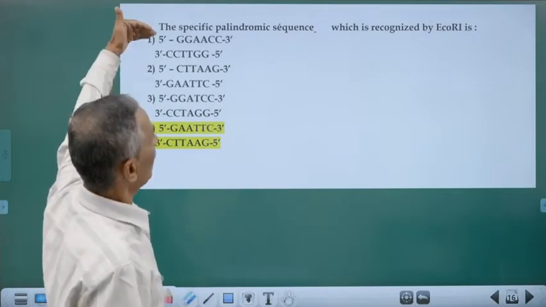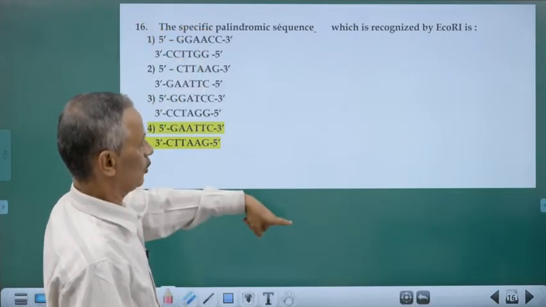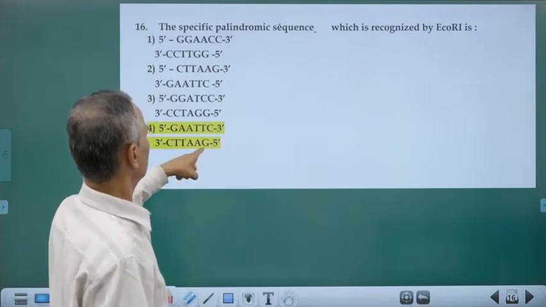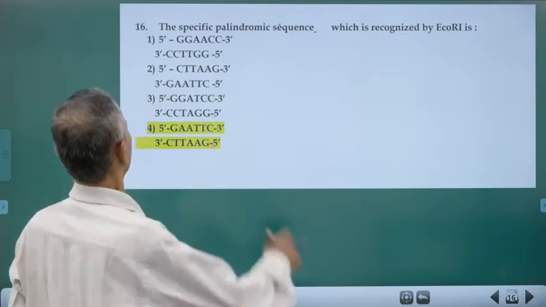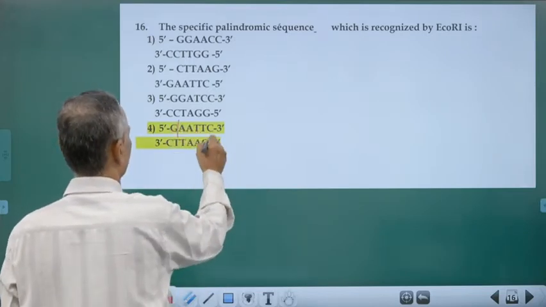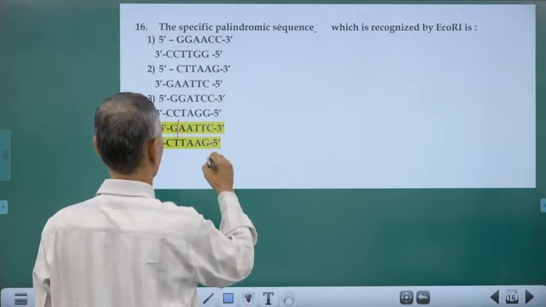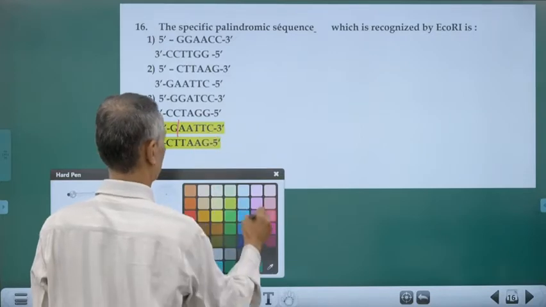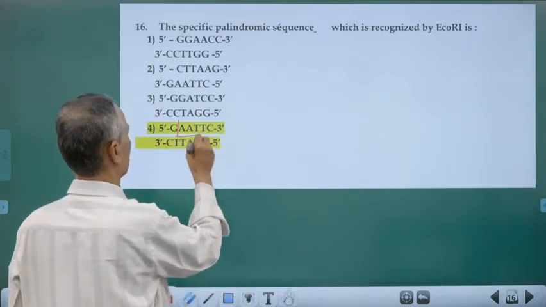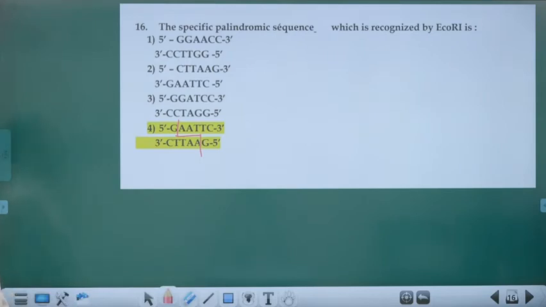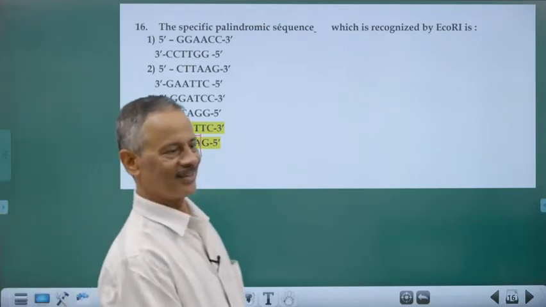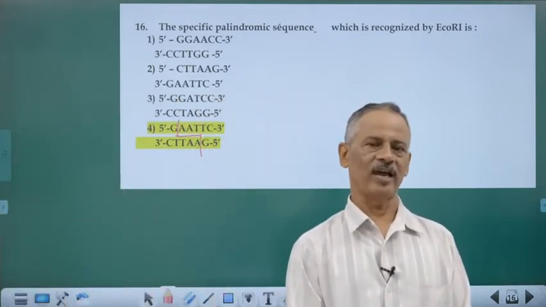Again, the specific palindromic sequence which is recognized by EcoRI, that I have drawn earlier, is GAATTC. The cut is between G and A, so that one chain will be small and the other chain will be long. That is called staggered end cutting. And Herbert Boyer was an expert in this type of restriction enzyme.